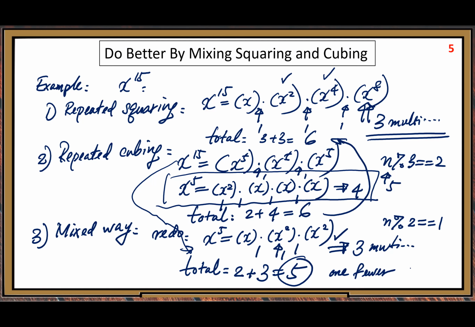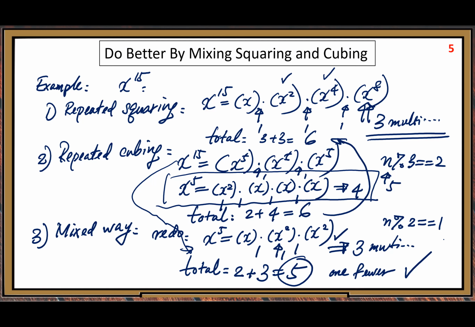Yeah, a better solution. And this is a mixed way. The first time, for the first split, we use the cubing way. But for our second split, we use the squaring way, a squaring split. That's the mixed way. Then you can do better.